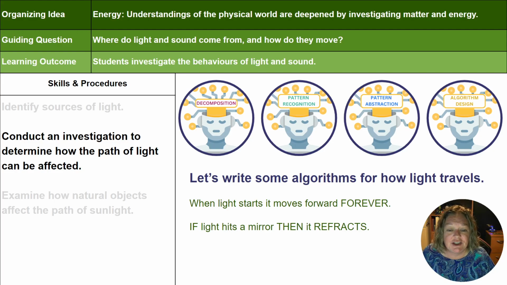Conducting an investigation, again, we can write algorithms for paths of light. We can do some if-then statements. We can call them that or not. We can just call them rules. Can we write some rules or algorithms for how light travels? Brainstorm together as a class. When light starts, it moves forward forever. If light hits a mirror, then it reflects. We're actually creating conditional statements here.